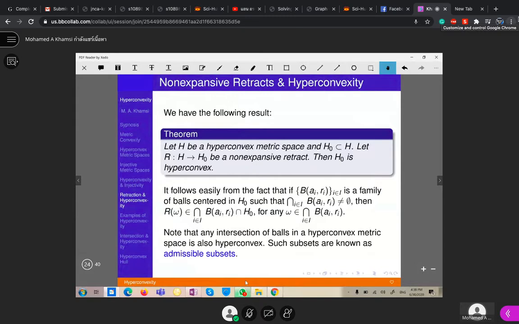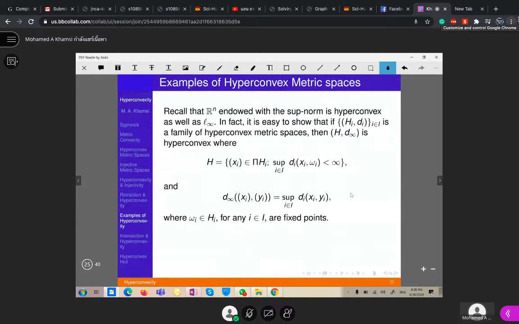Let me give you other examples where we have more hyperconvex metric spaces. The idea is what's known as the sup norm. You take a bunch of metric spaces and you take their Cartesian product and you take the sup of all these distances, as you can see there. If you worry about omega I, it's only because I don't want to have an extended distance, meaning that the sup can be equal to infinity. So I'm putting this condition just to avoid that.